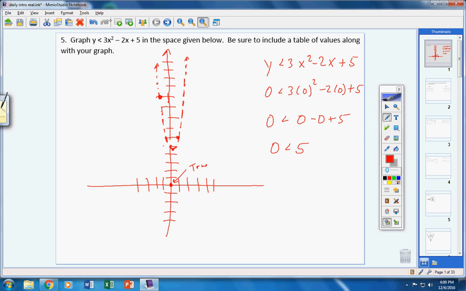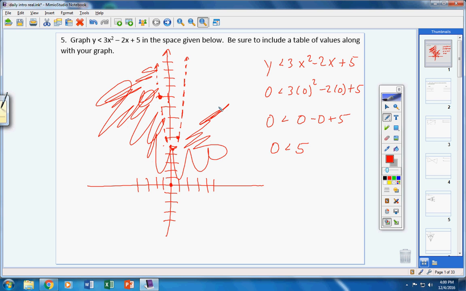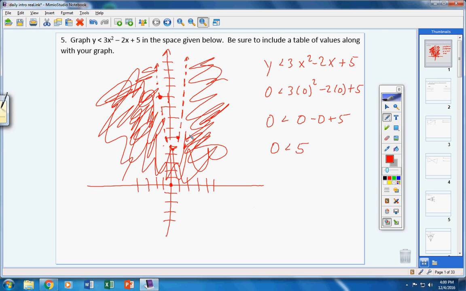So if that point's true, then we want to shade where that point is, and that point is on the outside of the parabola. So don't shade on the inside, that would be incorrect. Shade on the outside of the parabola, okay? Like that. Okay.